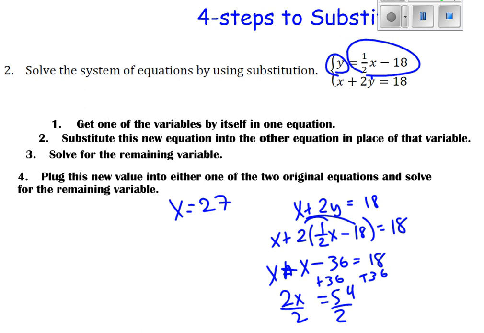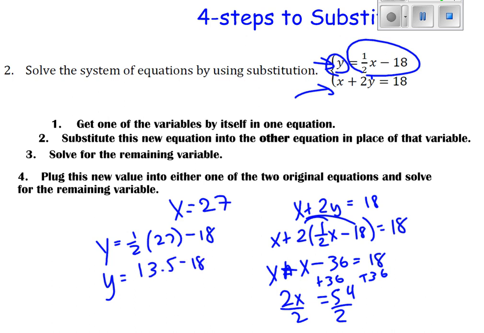So when I put that back in there, I can put it back into either one of these equations. It doesn't matter which. So if I put it back in there, y equals 1/2 times 27 minus 18. Well, 1/2 of 27, I'm just double checking my work here. 1/2 of 27 is going to be 13.5 minus 18. 13.5 minus 18, that's going to be negative 4.5. So my solution is going to be (27, negative 4.5). So let's take a second and just make sure that I did that correctly.